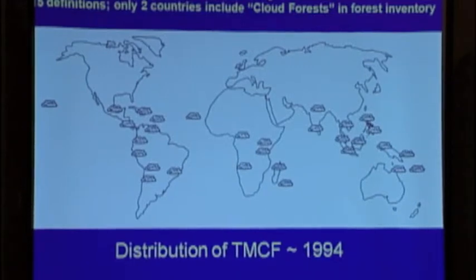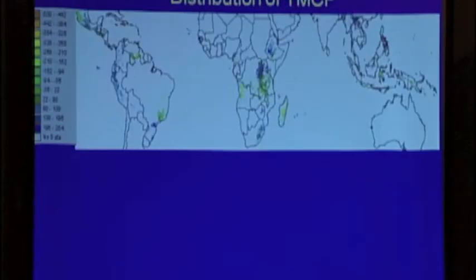We got a bunch of people around who knew about cloud forest. We had some information, and they all put little tacks on the maps on the walls. Unfortunately, there are 15 different definitions, and only two countries actually included cloud forest in their forest inventories, the Philippines and Honduras. We knew that if we didn't have a better way to define them and describe where they are, and where we can focus our resources, we weren't going to get anywhere.